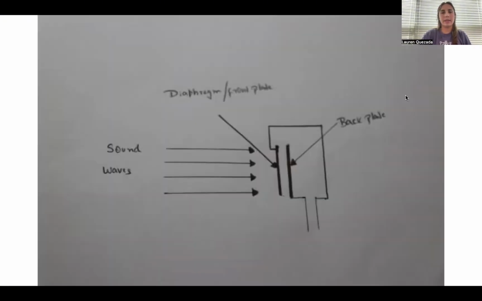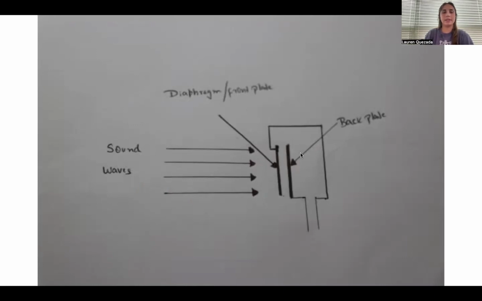And so what I mean by that is we see here in this diagram, sound waves come through and hit this front plate, the diaphragm. And so basically, what this does is this conductive membrane vibrates in response to the sound waves, and it works together with the backplate to form an electrostatic capacitor.